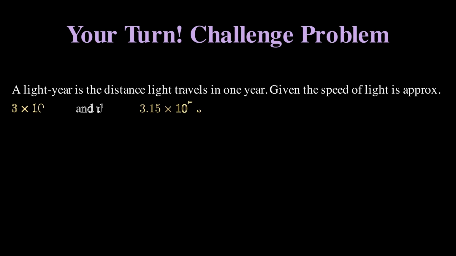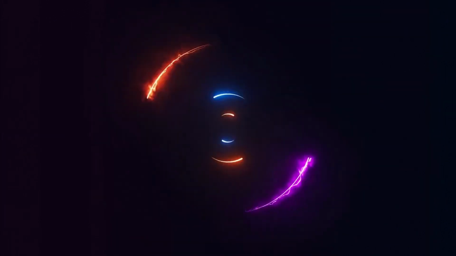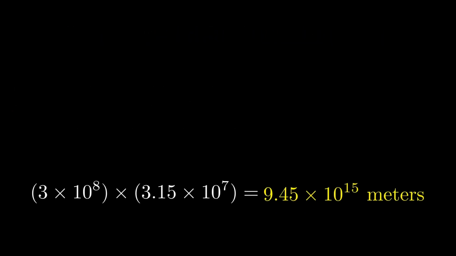Now, it's your turn. A light year is the distance light travels in 1 year. Using the values on screen, calculate the length of 1 light year in meters. Pause the video now and give it a try. The answer is 9.45 times 10 to the power of 15 meters. Great work today!